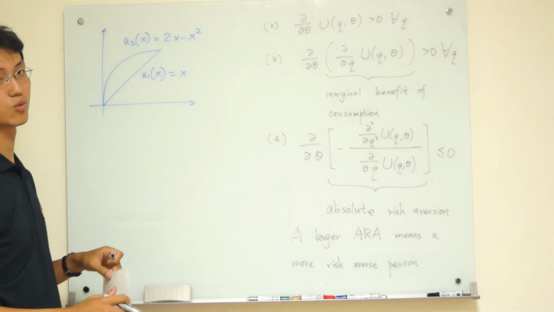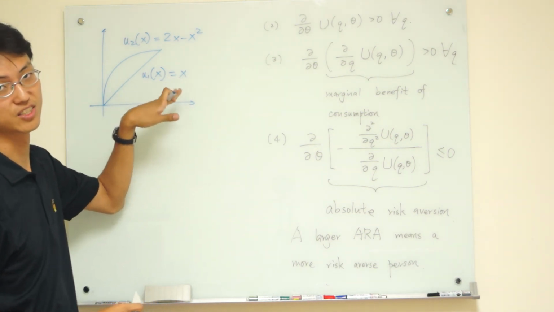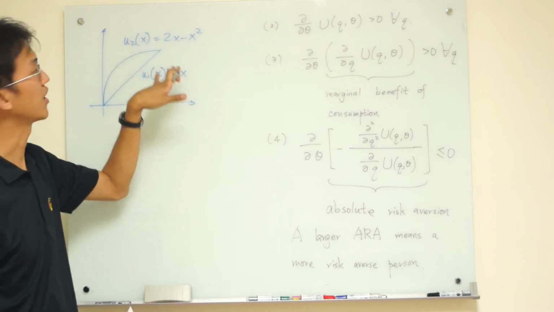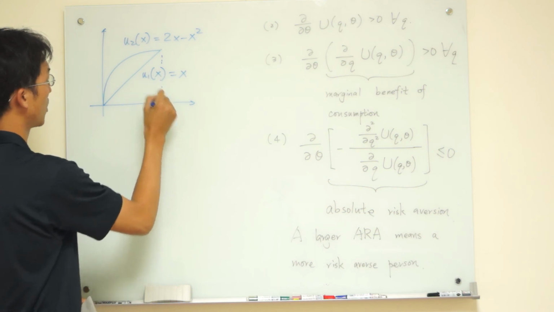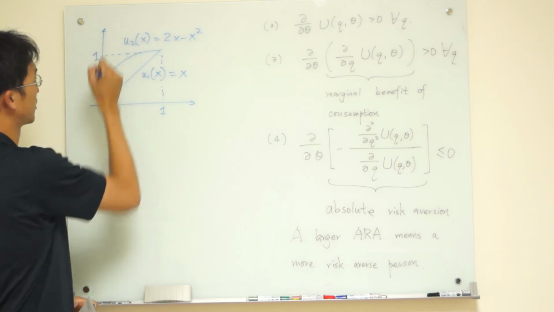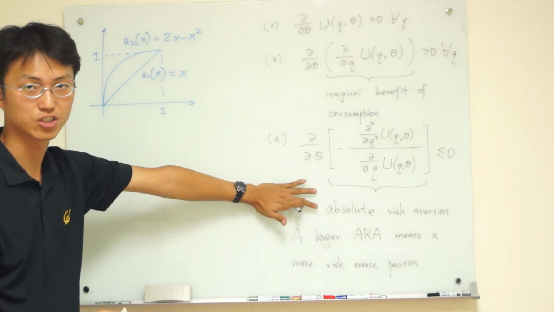Okay, here we have two utility functions. The first one is linear, it's just u of x is x. The second one is concave, 2x minus x squared. This is 1. This is 1. Let's try to calculate their absolute risk aversion coefficient.